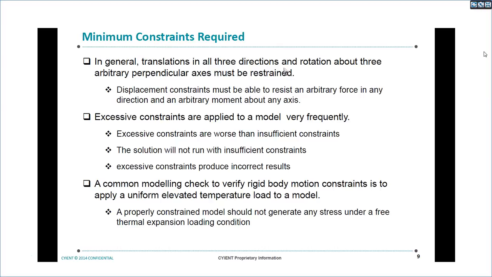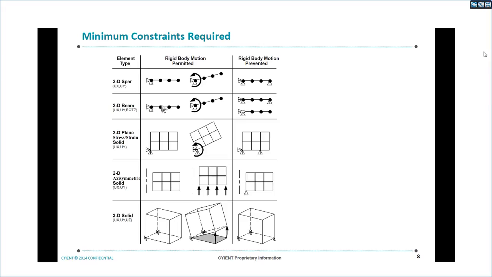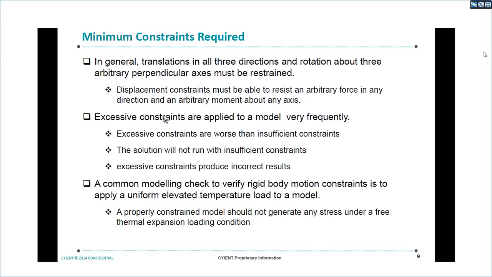So in general, translations in all 3 directions and rotations about 3 arbitrary perpendicular axes must be restrained. Whenever you take any geometry, it should be restrained in all 3 translations and rotations. Okay, means the boundary conditions we give should be such that there is no rigid body motion in 6 directions: 3 translation, 3 rotation.